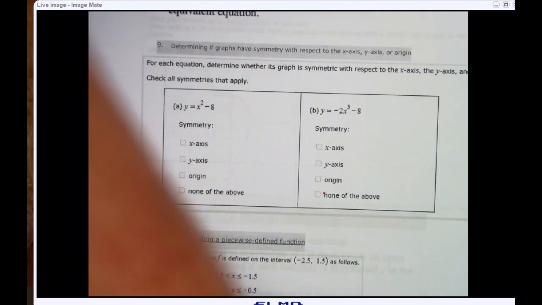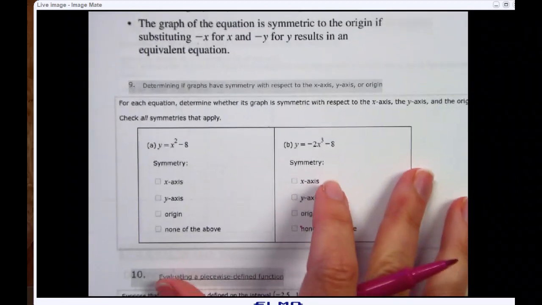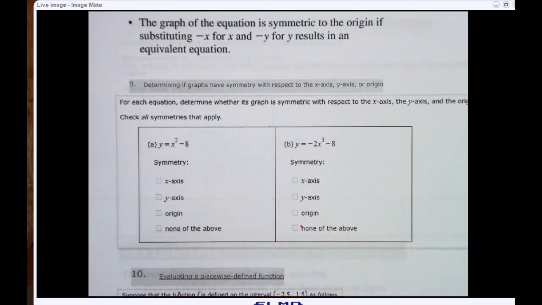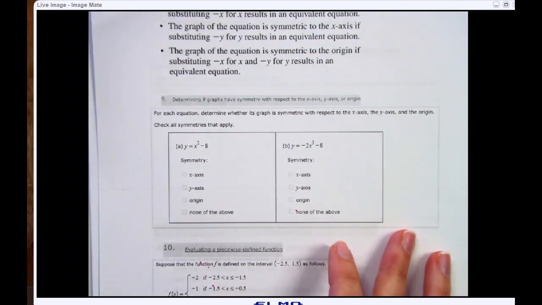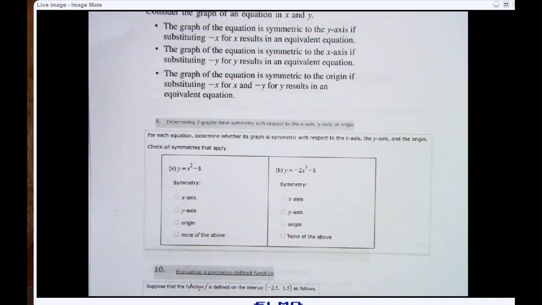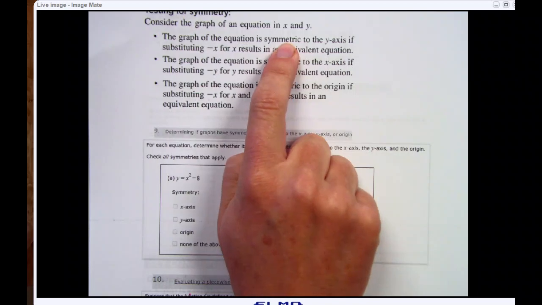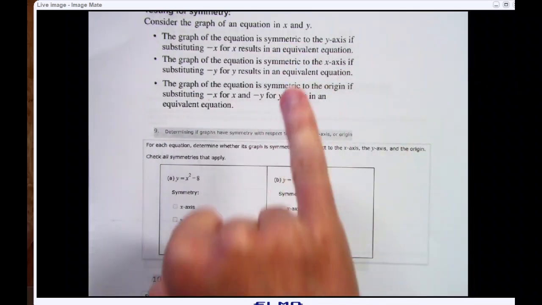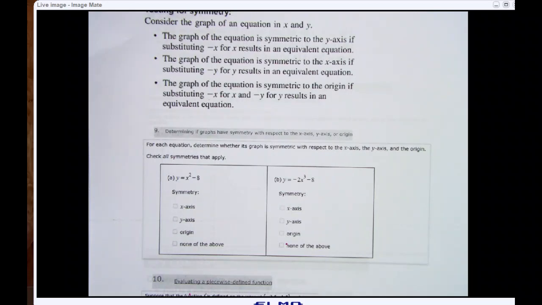As if that lesson wasn't big and deep enough, 2-7 is some new stuff. Symmetry. Once you get the hang of this, this is friendly. When we're talking about symmetry, we are in relation to the x-axis, the y-axis, and the origin.